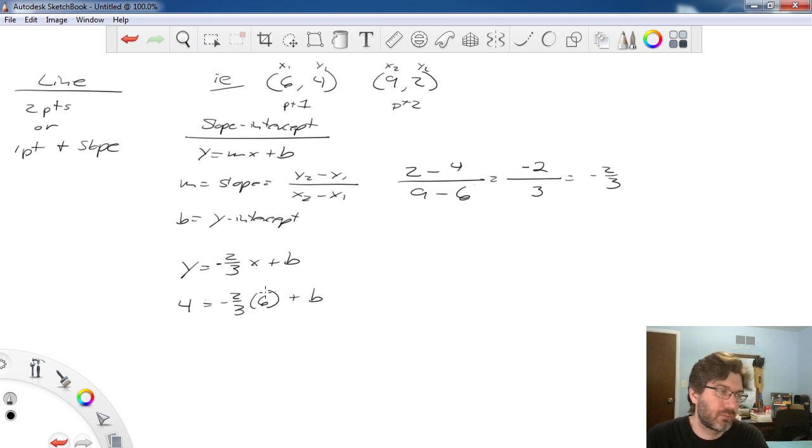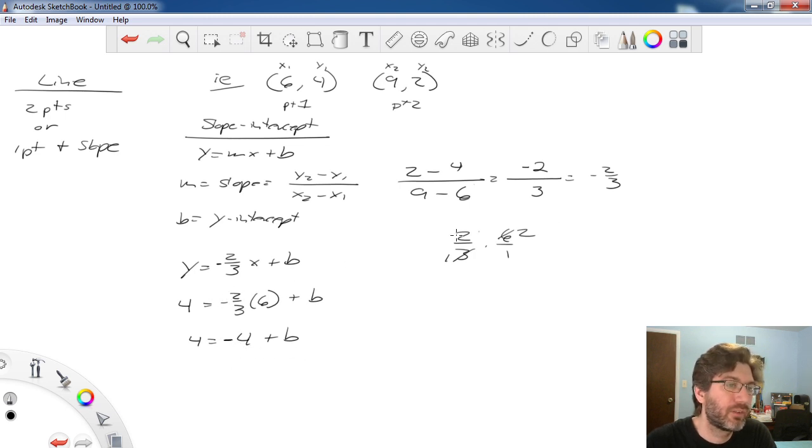That's not going to be too bad. So 2/3 times 6, again, if you're not very good with fractions, keep in mind that is negative, so our answer will be negative here. But 2/3 times 6, remember you can simplify that. You can pre-cancel, and you're going to get negative 4. So then you get 4 equals negative 4 plus b. Then here we're going to add 4 to both sides, and you're going to get 8 as your b value.